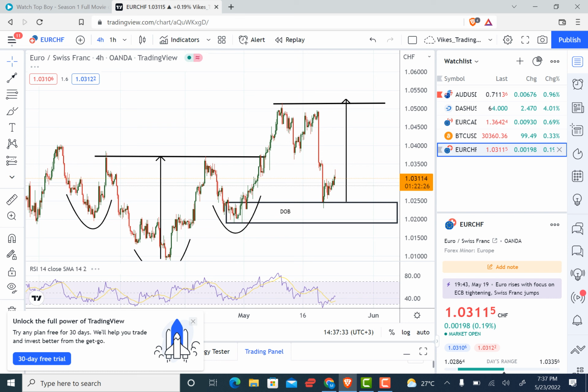Euro Swiss, yeah, our entry was to be around this place, which I never got the entry, but it just started moving on the upside. So let's see how prices behave within the week. Yeah.